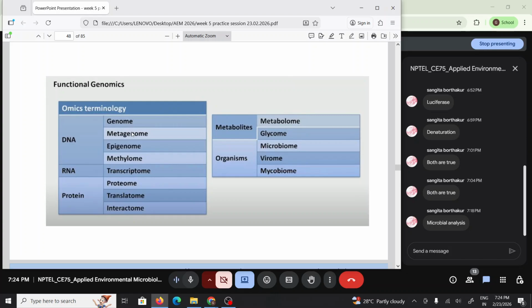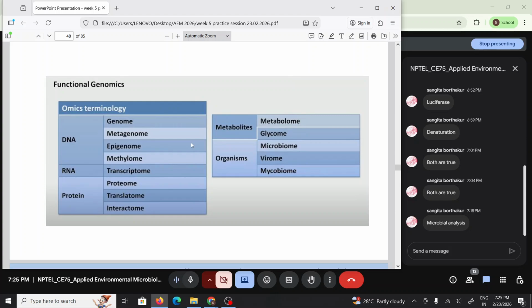study different omics, which are genomics, metagenomics, epigenomics, and metallomics. When you study RNA, it is called transcriptomics. When you study protein, it is called proteomics. When you study the process of translation and this translational dynamics, then you call it translatome. And when you study the interactions, it is interactome.